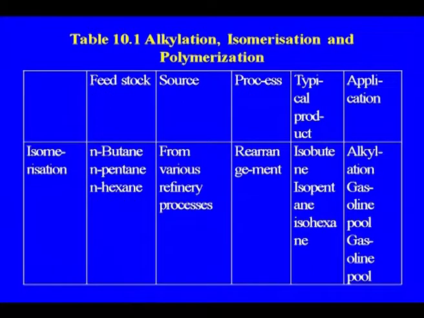Similarly for isomerization, the feedstock is n-butane, normal pentane, normal hexane, sourced from various refinery processes. The process is rearrangement, and the typical product yield will be isobutane, isopentane, isohexane, and the application is blending into gasoline, which will go to the gasoline pool.